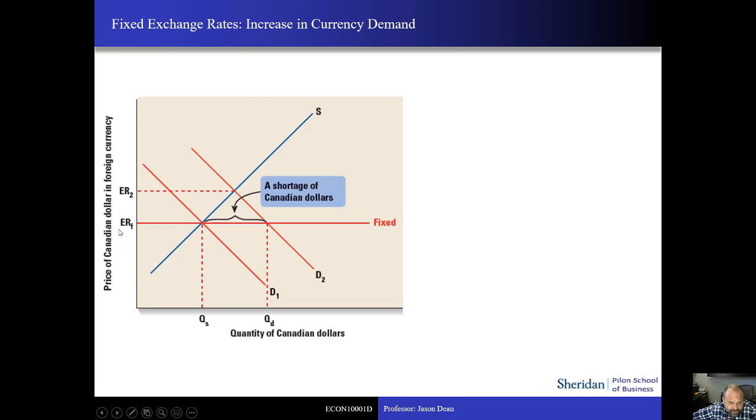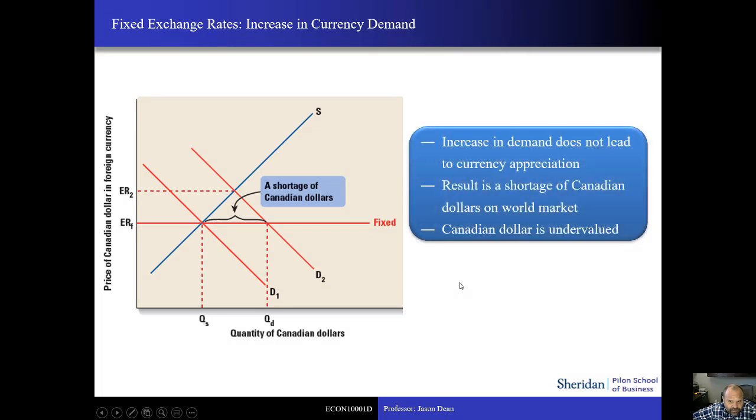But at this fixed exchange rate, we would have a shortage of Canadian dollars. So in order to prevent the exchange rate from increasing and keep it fixed, the Bank of Canada would need to make sure that this shortage is accommodated. That's no problem because they can create money and just go out and use that created Canadian currency to buy the foreign currency to prevent this from increasing. Okay, so that's how the Bank of Canada would keep the exchange rate fixed.